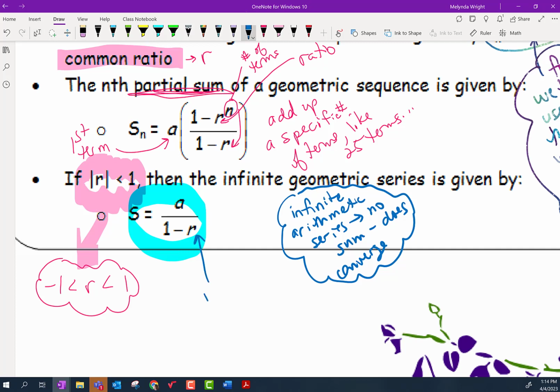So what are the parts of this formula? R is the ratio, and A is the first term.